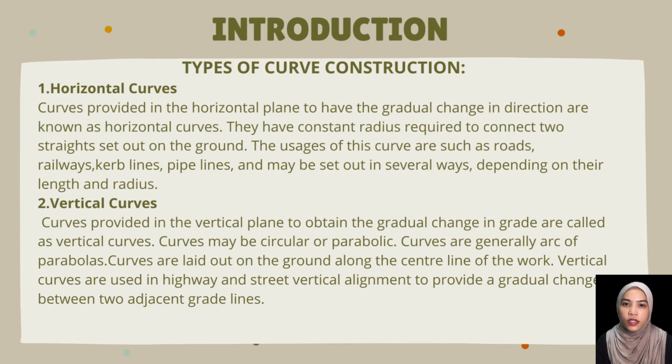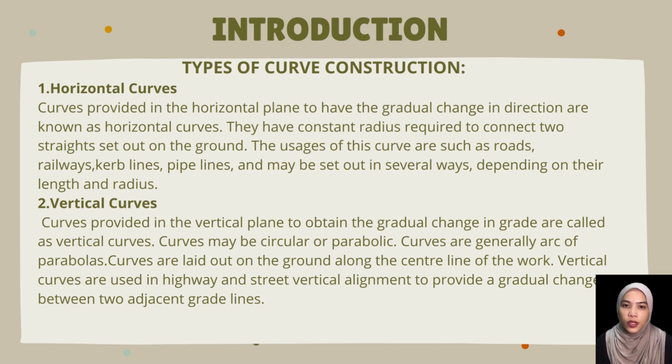Next, types of curve construction. Number 1, horizontal curve. Curves provided in the horizontal plane to have the gradual change in direction are known as horizontal curves. They have constant radius required to connect two straight lines set out on the ground. The usages of this curve are such as roads, railways, curb lines, pipelines, and may be set out in several ways, depending on their length and radius.